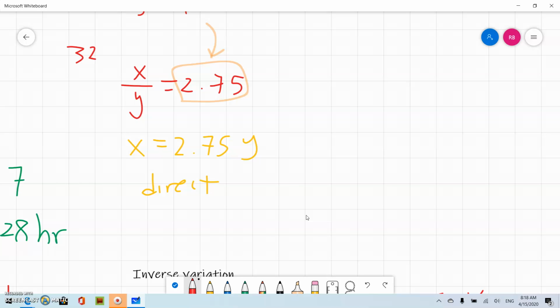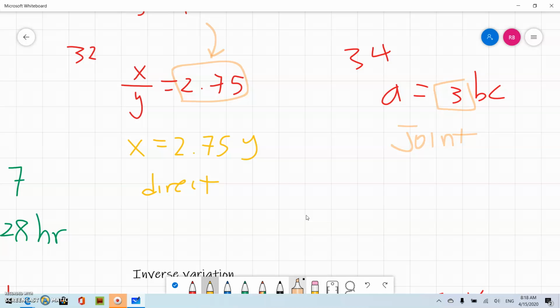Number 34 looks like this. A equals 3bc. So what is the number? This one. That's the k, the constant of variation. And it's b and c multiplied together, so this is a joint variation. I hope that makes sense, what I'm doing.